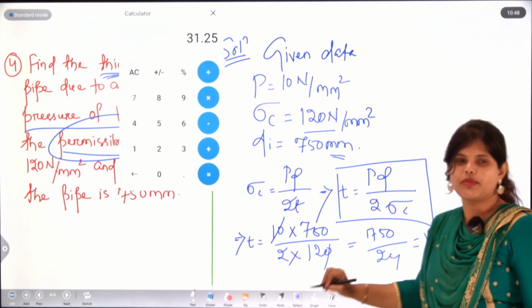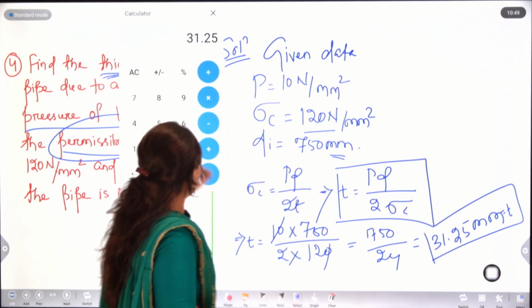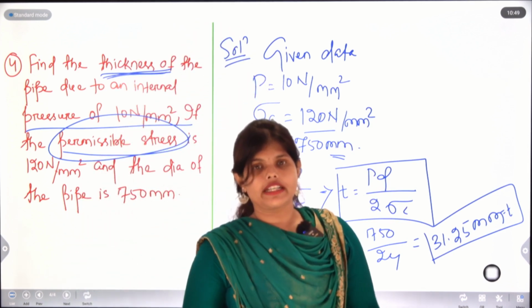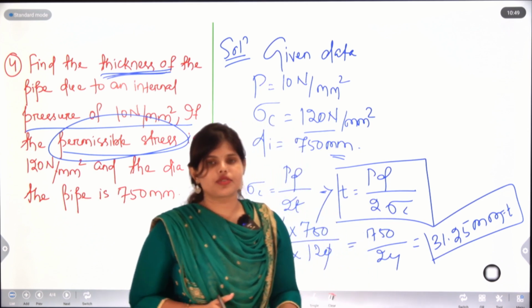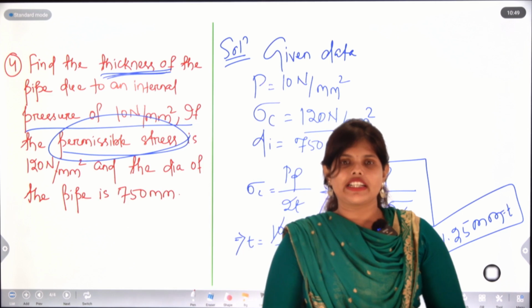If there is any mistake in calculation, you can cross check it. Okay. So in this class we have already solved 4 numericals based on hoop stress and longitudinal stress. So I think you understand it properly.